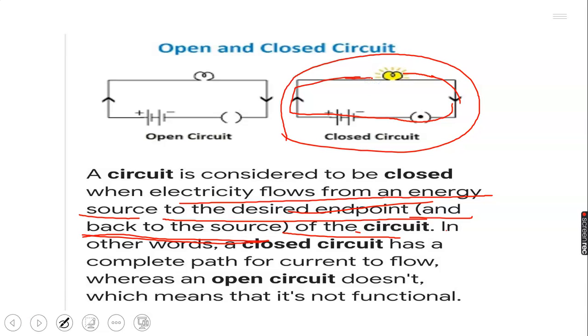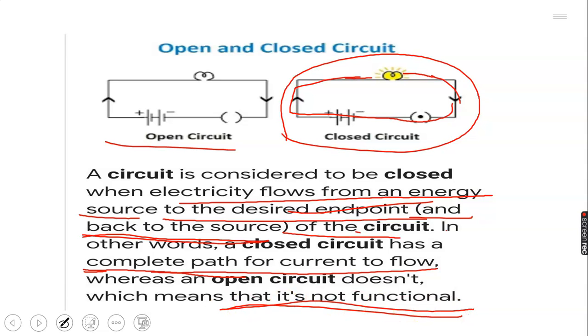Then it is said to be a complete path for current to flow. It has a complete path. When you talk about the closed circuit, it has a complete path for current to flow. But when you talk about an open circuit, it doesn't have a complete path for current to flow. It means it is not functional. An open circuit is not functional.